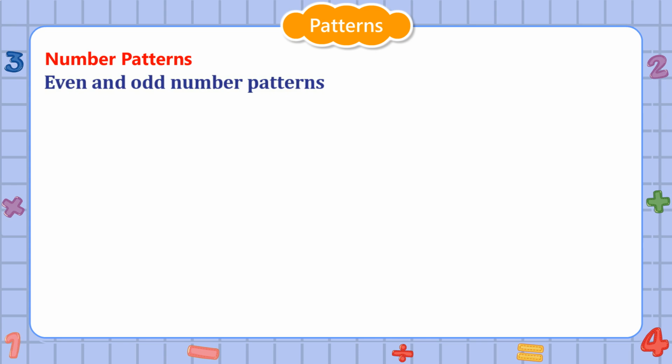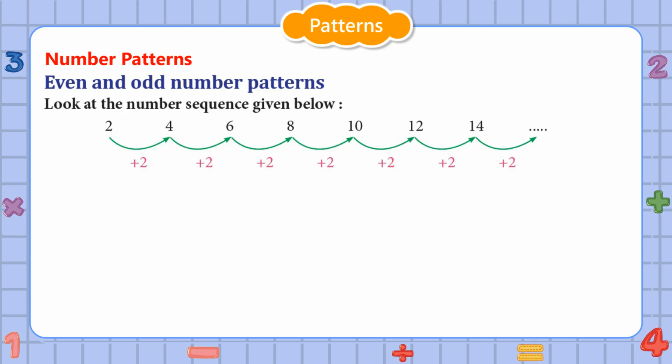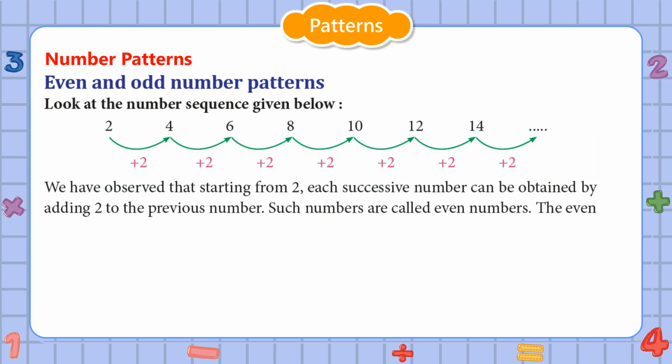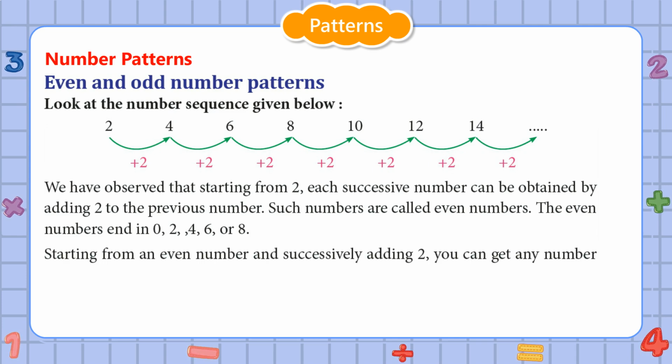Even and odd number patterns. Look at the number sequence given below. We have observed that starting from 2, each successive number can be obtained by adding 2 to the previous number. Such numbers are called even numbers. The even numbers end in 0, 2, 4, 6 or 8. Starting from an even number and successively adding 2, you can get any number of even number patterns.